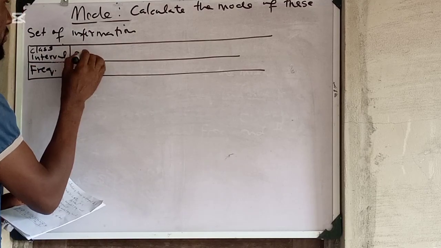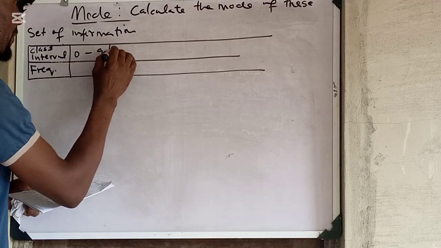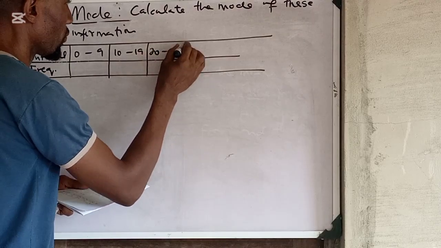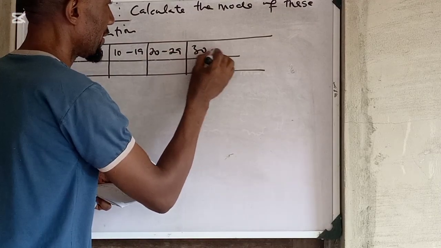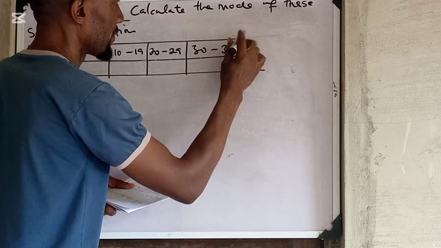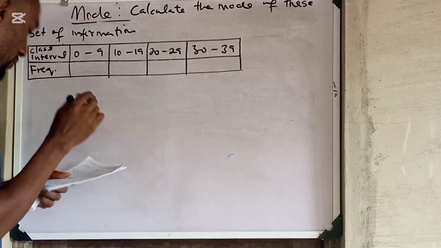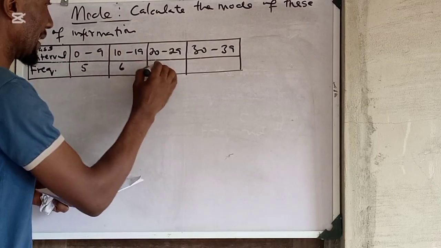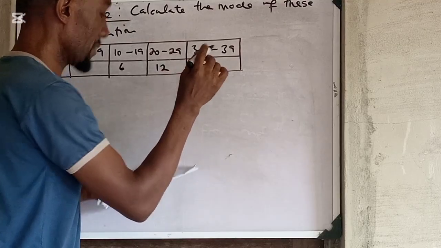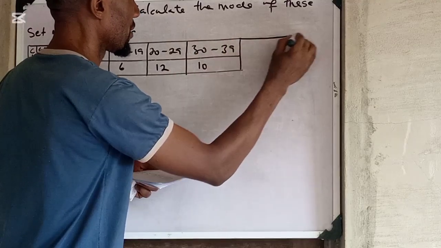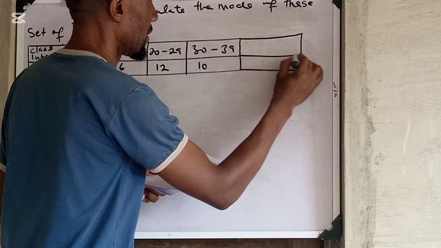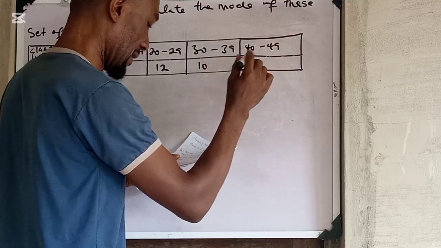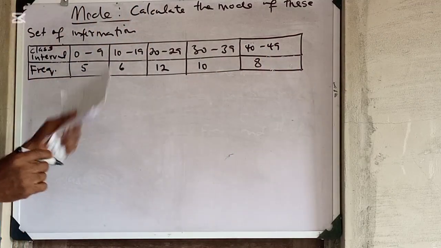Okay, so we have 0 to 9, 10 to 19, 20 to 29, then 30 to 39. The frequency here is 5, here is 6, here is 12, and here is 10. We have another one, 40 to 49, and the frequency here is 8. Good. So we're told to calculate the mode of this set of information.